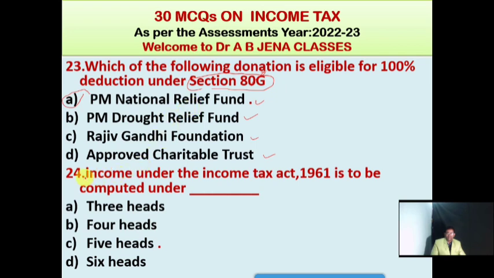Next one, MCQ: income under the Income Tax Act 1961 is to be computed under how many heads? Again I am repeating, income under the Income Tax Act 1961 is to be computed under option A, 3 heads, B, 4 heads, C, 5 heads, D, 6 heads. So the right option is 5 heads. Option C is the right answer for this MCQ. So income under the Income Tax Act 1961 is to be computed under 5 heads.